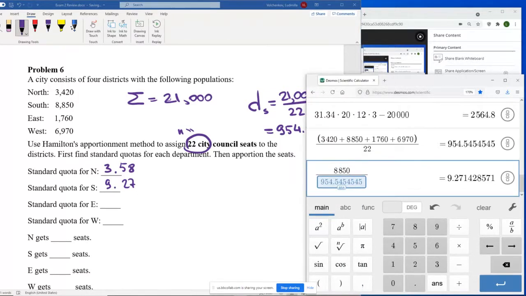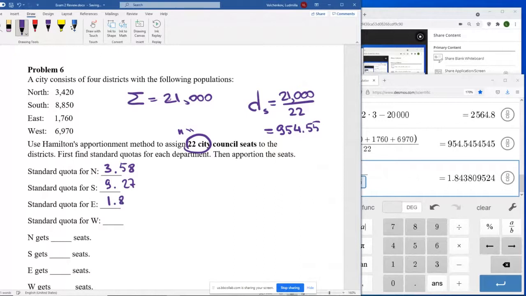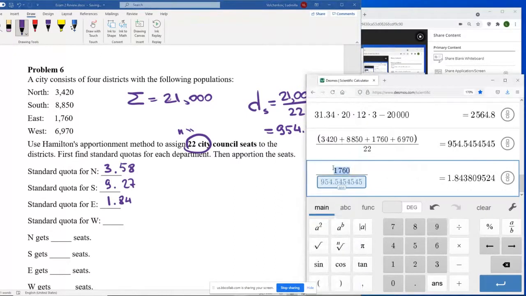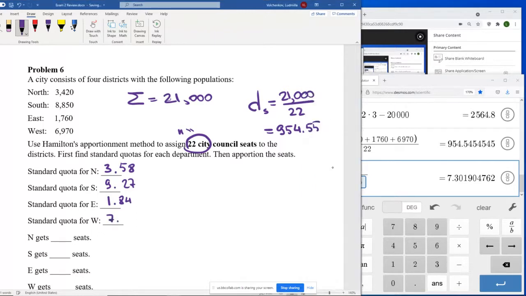The next district, the population is 1716. The standard quota is 1.84. The last one, 6917. The standard quota is 7.30. Okay, we use the Hamilton method.